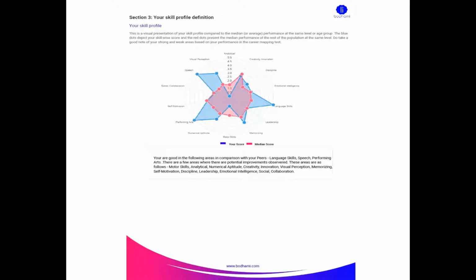This section is your skill profile definition, which shows the student's overall performance in the 14 identified skill areas. The blue line depicts the student's score, and the red line is the median score. Compare the blue dots, which show the student's score, with the red dots, which show the median score, and find out how the student has performed across all these 14 identified skill areas.